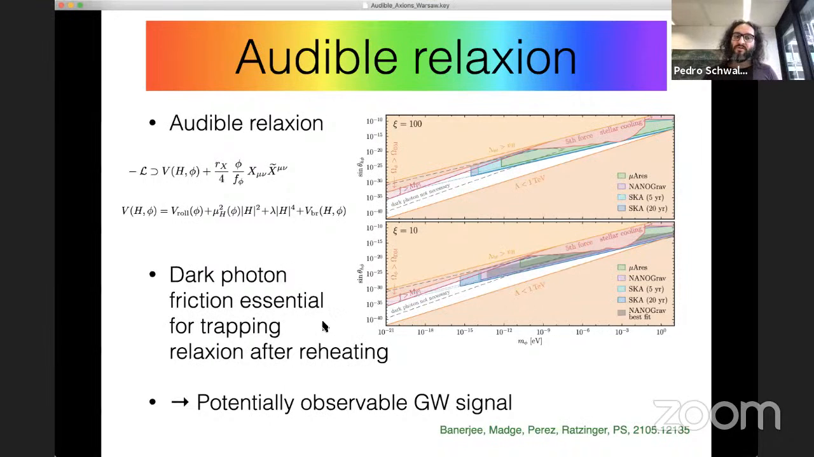And in some region of this Relaxion parameter space, adding a dark photon as an additional source of friction is essential to keep the axion trapped at the right value after reheating. Because after reheating, this back reaction potential goes away, the axion would start to roll again, and it shouldn't roll too fast, otherwise it would spoil the solution of the hierarchy problem. So obviously, it was a straightforward question to ask whether also in this case an observable gravitational wave signal is produced, and the answer is yes, otherwise I wouldn't be showing these plots.